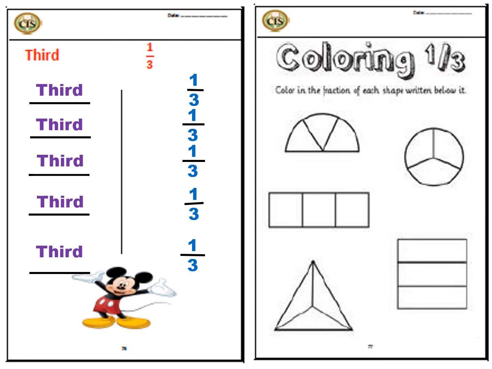The second exercise, coloring 1 over 3. I will color part of the 3 parts. I will color part of the 3 parts like this with red. Like this.